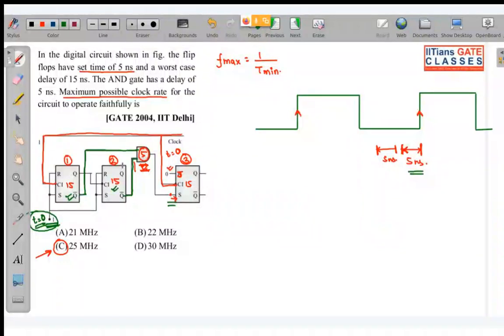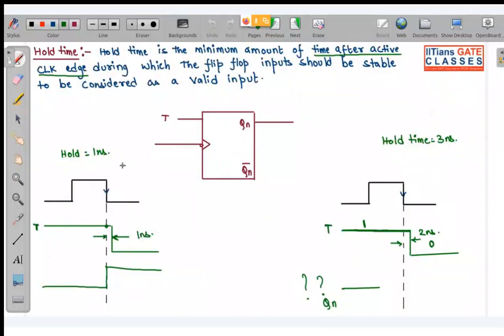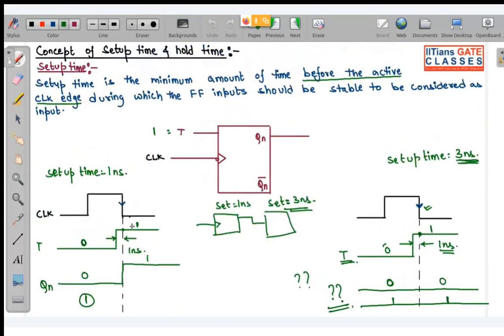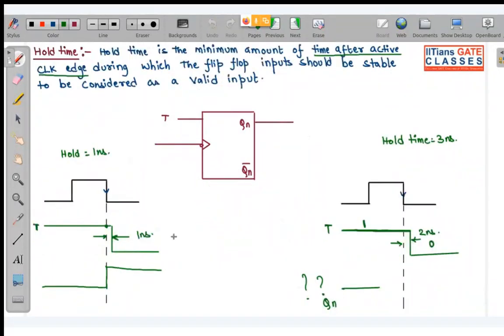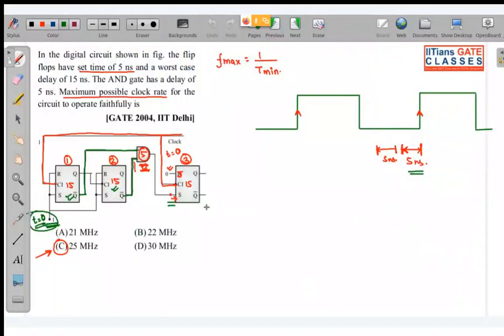Because already the inputs are fixed from T equal to 0, and setup time and hold time only come whenever there is a transition in the input. Look, here also we made a transition from 0 to 1, 0 to 1. Here from 1 to 0, 1 to 0. If there was no transition in input, there will be no concept of setup or hold time. So that is why I didn't consider setup time in the first flip-flop and second flip-flop.